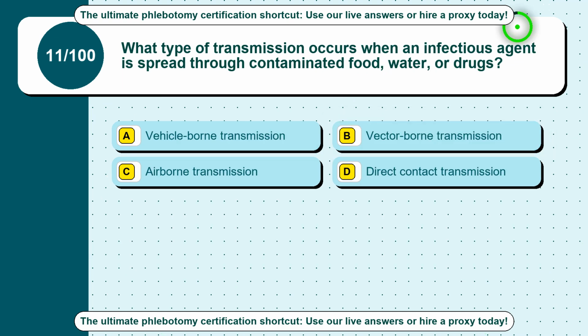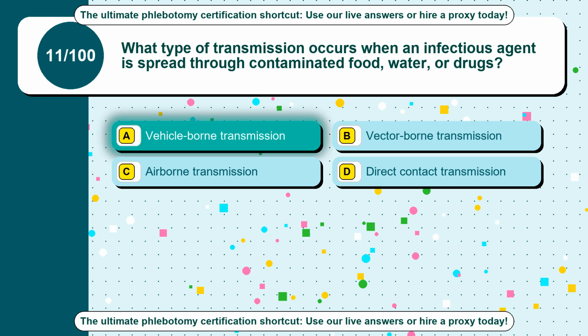Question 11. What type of transmission occurs when an infectious agent is spread through contaminated food, water, or drugs? Option A, vehicle-borne transmission. Option B, vector-borne transmission. Option C, airborne transmission. Option D, direct contact transmission.